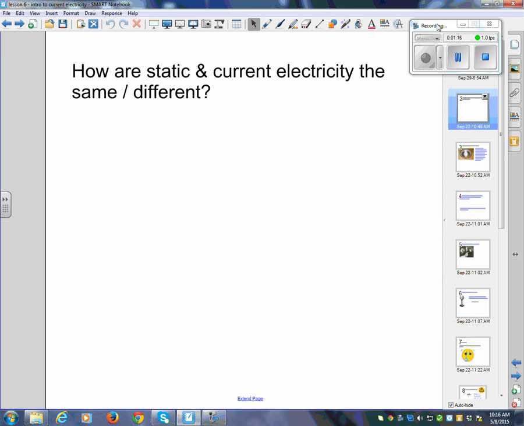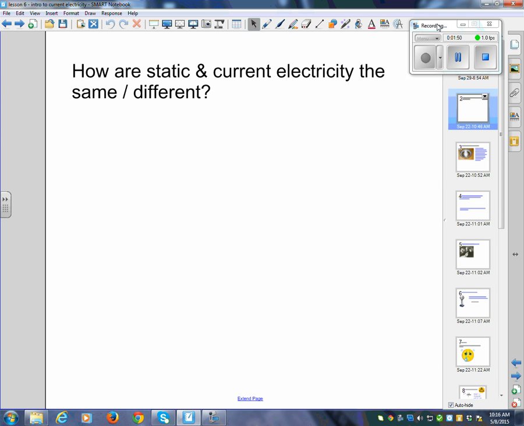Okay, so tell me, what do you think here? How do you think static and current electricity are the same? How are they different? They both transfer electrical energy, a form of electricity. Both involve what particle of the atom? Electrons. Electrons, that's right.